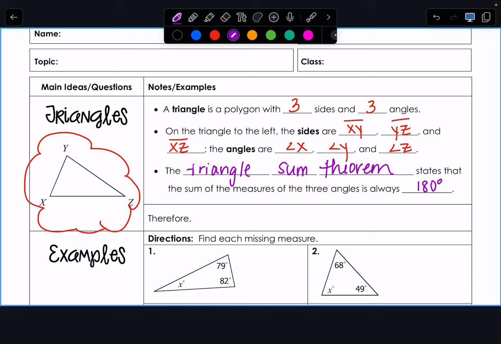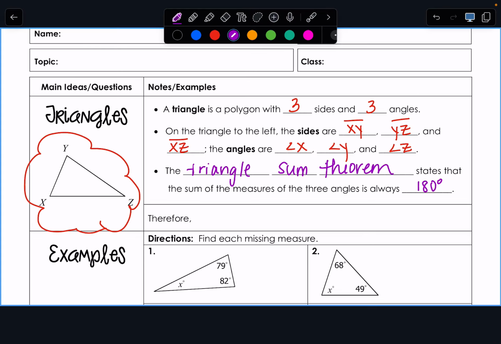What is that last word? Theorem. What does that mean? It is a rule that we can prove in math. There's rules in math? Yeah. There's lots of rules in math.